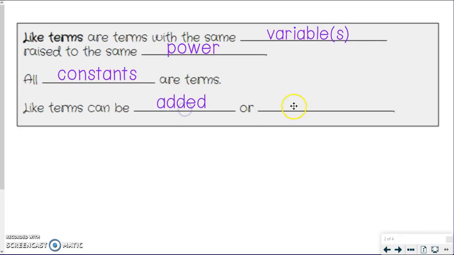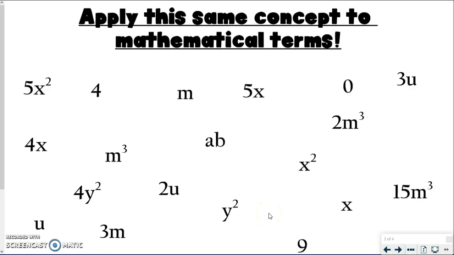Like terms can be added or subtracted. Right? So that's kind of what we're looking to separate them. So we should never be multiplying or dividing terms. They're always added or subtracted. So now we're going to talk about combining like terms. So before we combine them, we're just going to take that same idea I just did with the fruit and do this now with your numbers and variables.